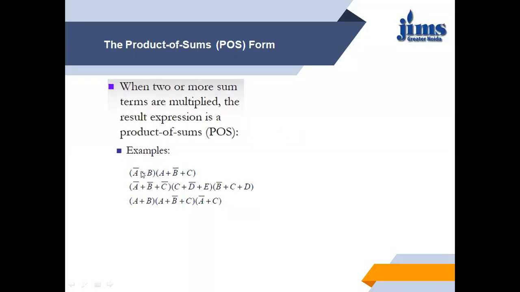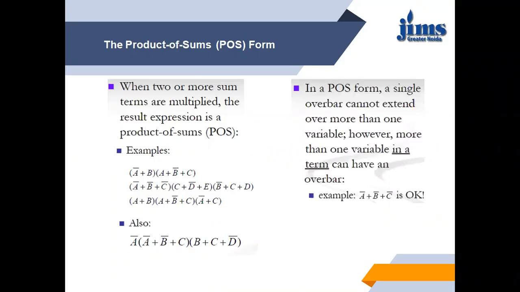All the terms here may have a single literal variable or multiple variables. Suppose this is an example: a bar is a single variable, multiplied by a bar plus b bar plus c, multiplied by b plus c plus d bar. So these are all called product of sum.